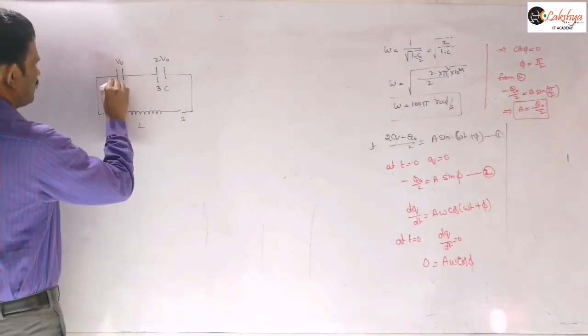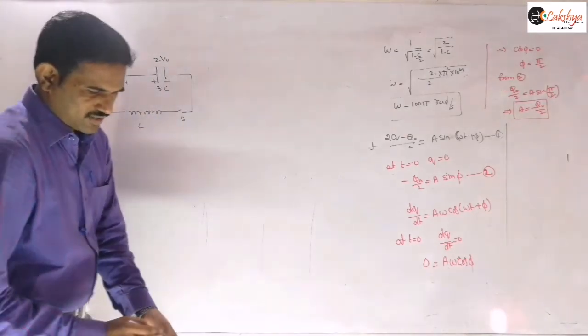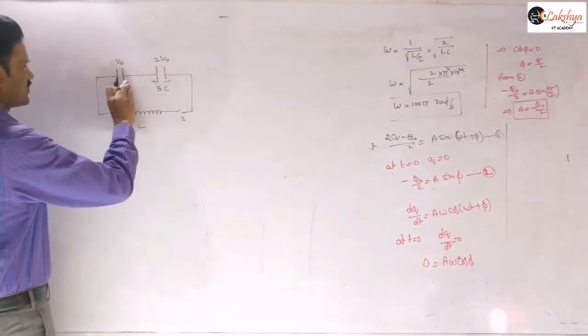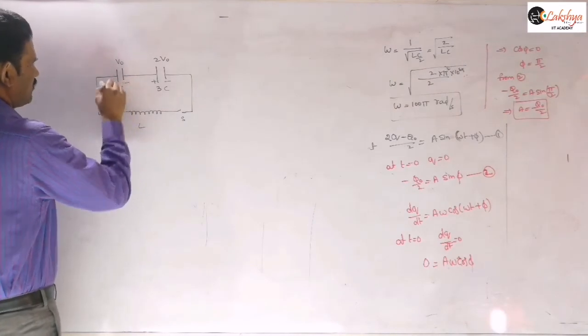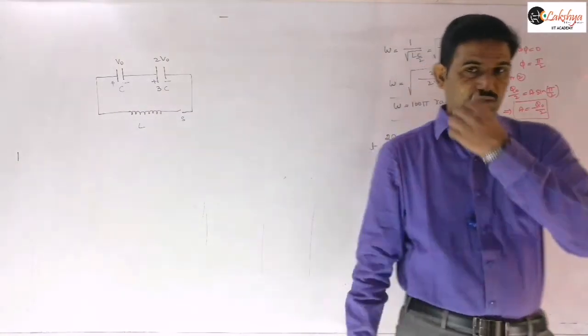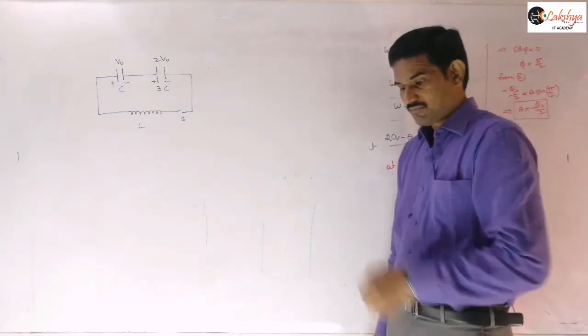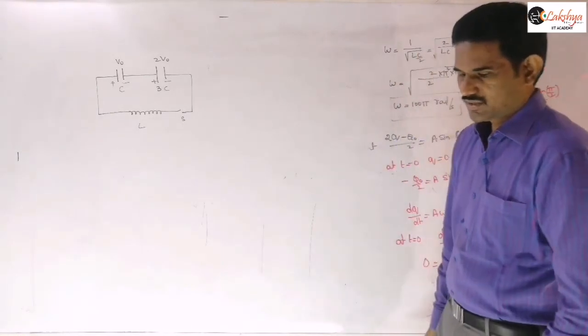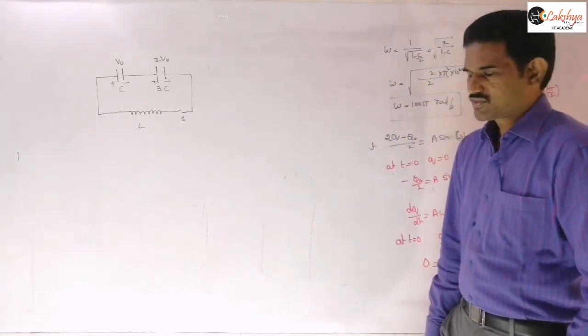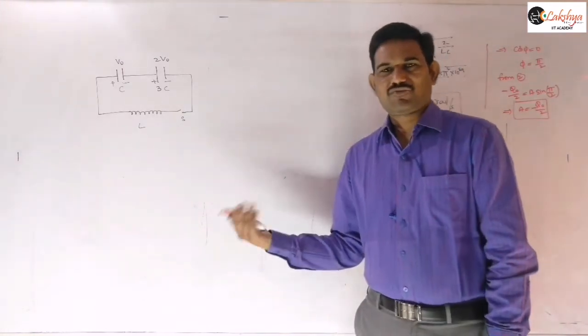So this is minus and plus, plus and minus, those are the polarities of the system. Let us take this as minus and plus, same side. So that will be our system now. We need to find the maximum charge, the maximum current through the inductor, and the potential difference across the capacitors. That means automatically the remaining values you will get.